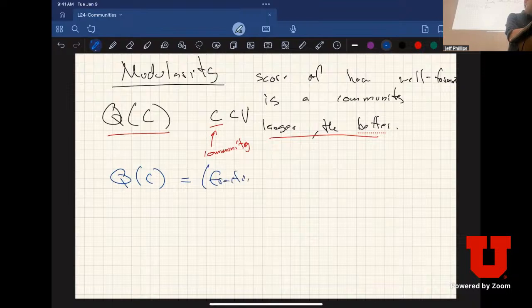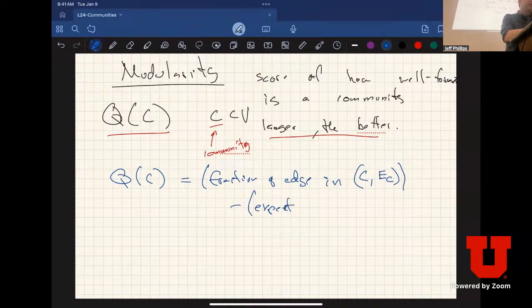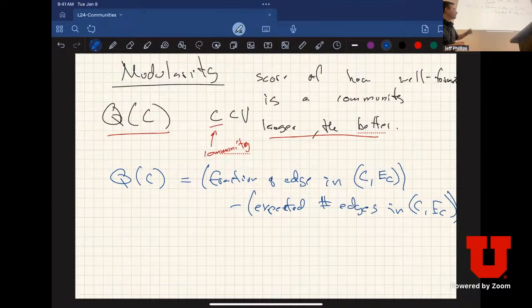Informally, the modularity of a subset is going to be the fraction of the edges in the subset of the graph restricted to this community, minus the expected number of edges in C. So I need to figure out how to define these concepts. Okay, the fraction of edges.